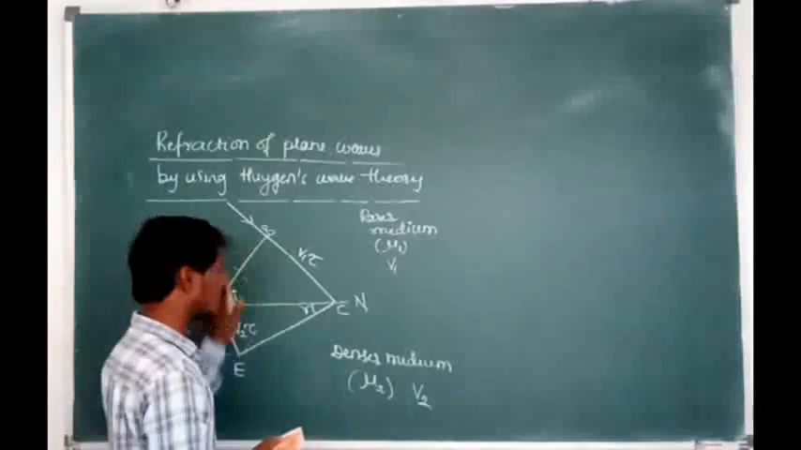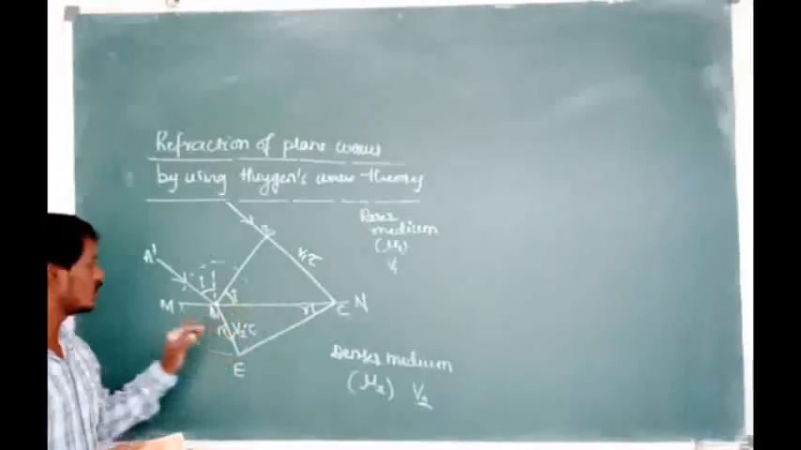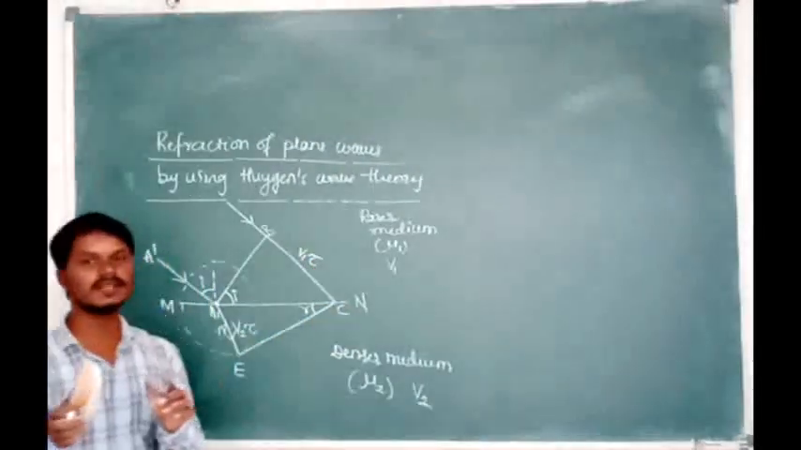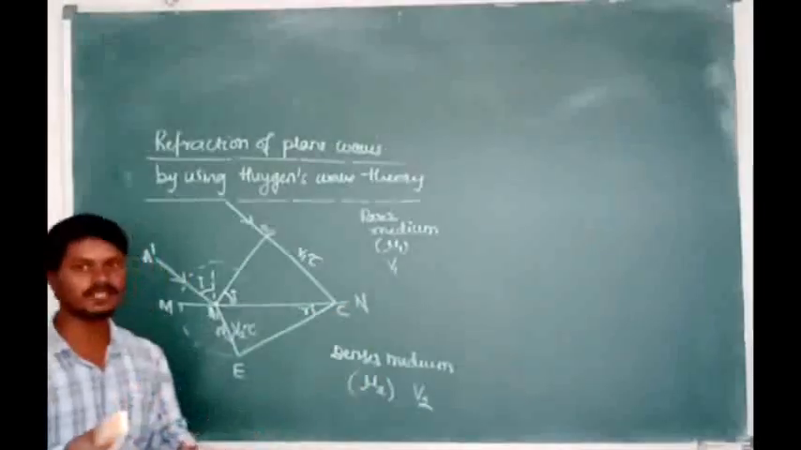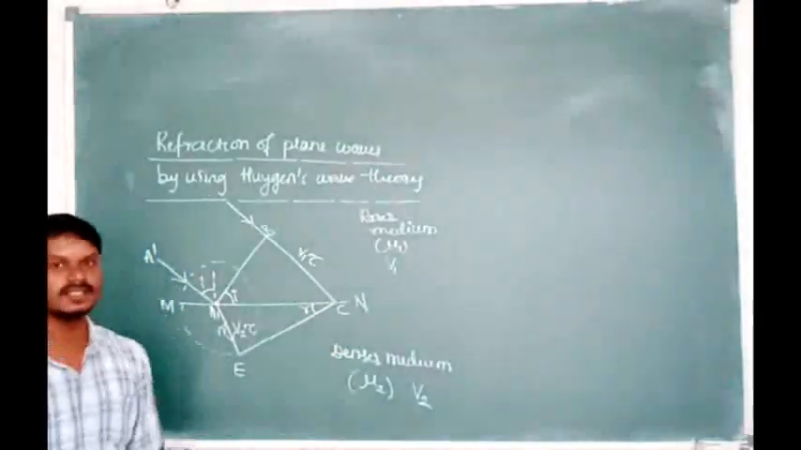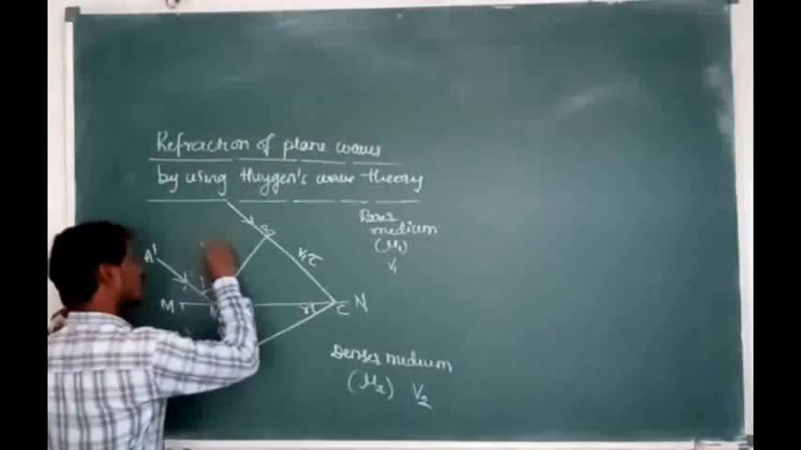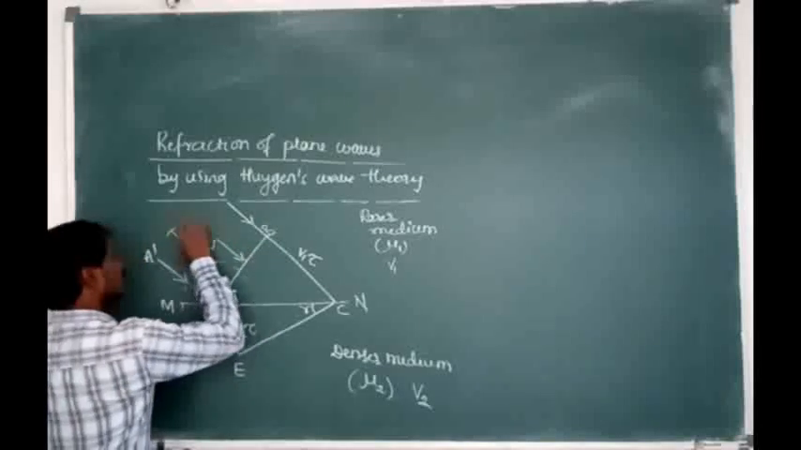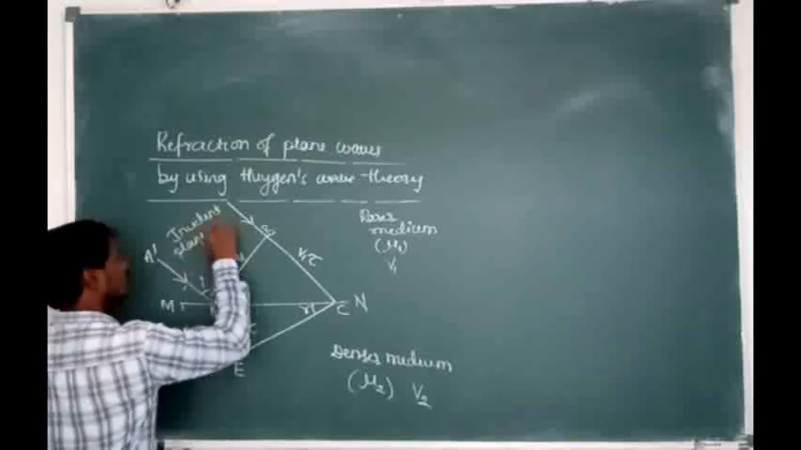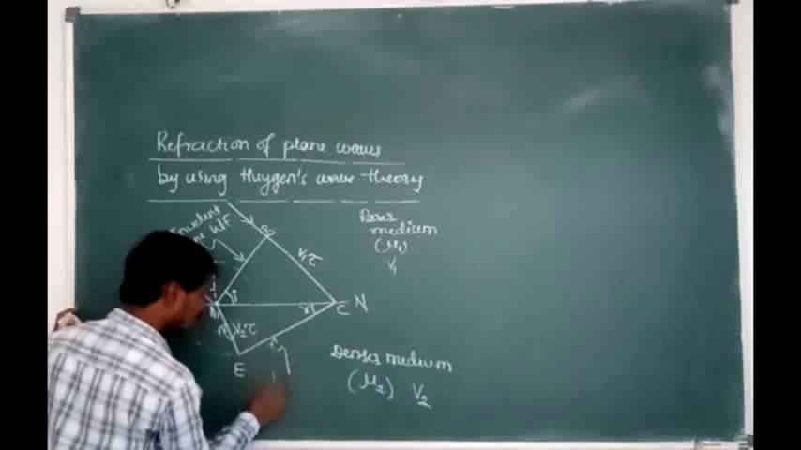Now to explain the diagram once again. A'A and BC are the incident rays, and AE is the refracted ray. v1 and v2 are the speeds of light in the rarer medium and denser medium respectively. mu1 and mu2 are the refractive indices of the rarer medium and denser medium respectively. AB is the incident plane wavefront, and CE is the refracted plane wavefront.